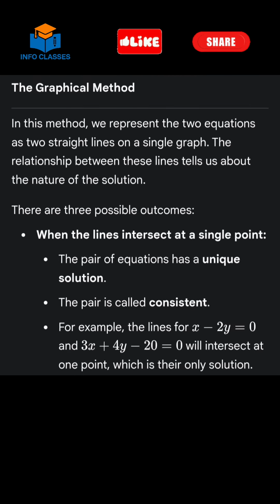The graphical method. This method will represent the two equations as two straight lines on a single graph. The relationship between these lines tells us about the nature of the solution. There are three possible outcomes.